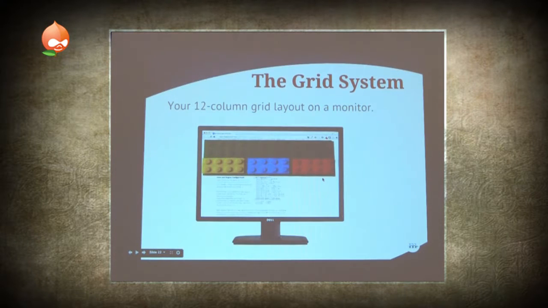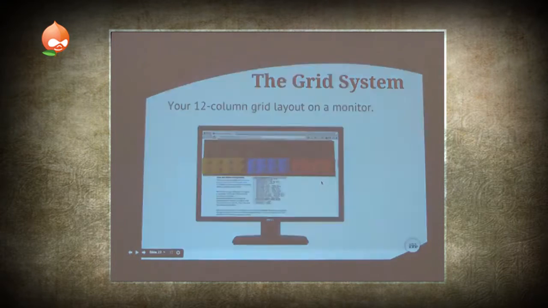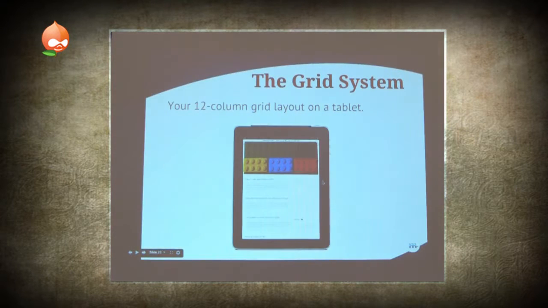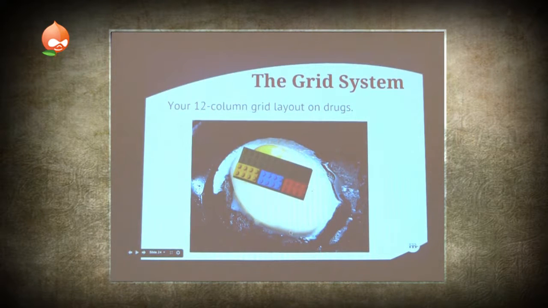So this is what your 12-column grid system would look like on a monitor. The columns themselves are actually getting wider. They're expanding as your site expands. The words in your content are not getting bigger; the content is flowing to fit the box that it's inside of, but the columns themselves are getting wider. This is what it would look like on a monitor. This is what your 12-column grid layout would look like on a tablet, and this is what your 12-column grid would look like on drugs. So we don't want that.